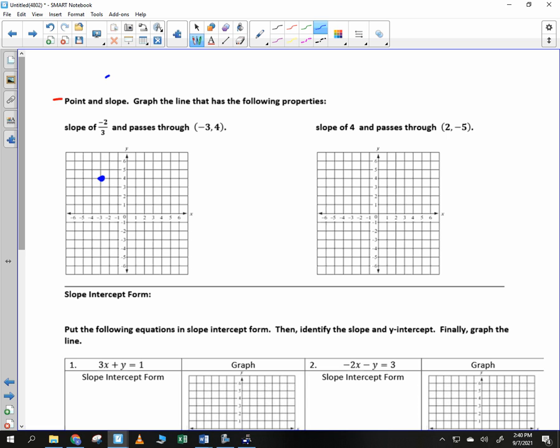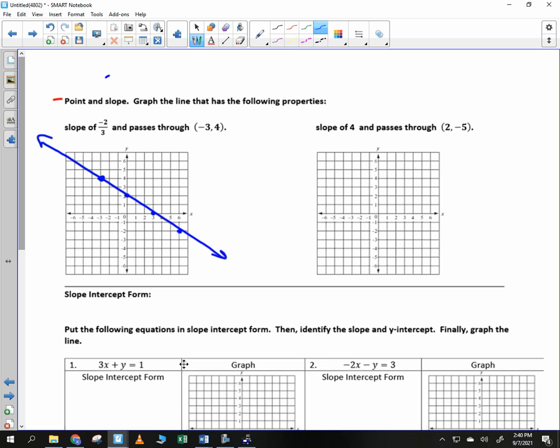When we say run, we always move to the right. So drop 2, run 3. Drop 2, run 3. You can see how easy it is to produce multiple points and be able to create the line that satisfies those properties.